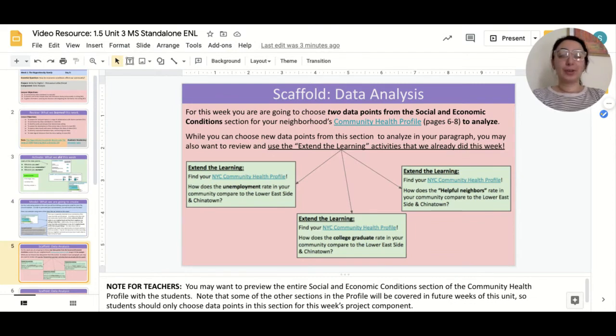So in order to get students ready to start writing, they can use the Extend the Learning information that they got from day 2, day 3, and day 4 of this week. So there they compared their rates to the Lower East Side and Chinatown based on what the question was each day.